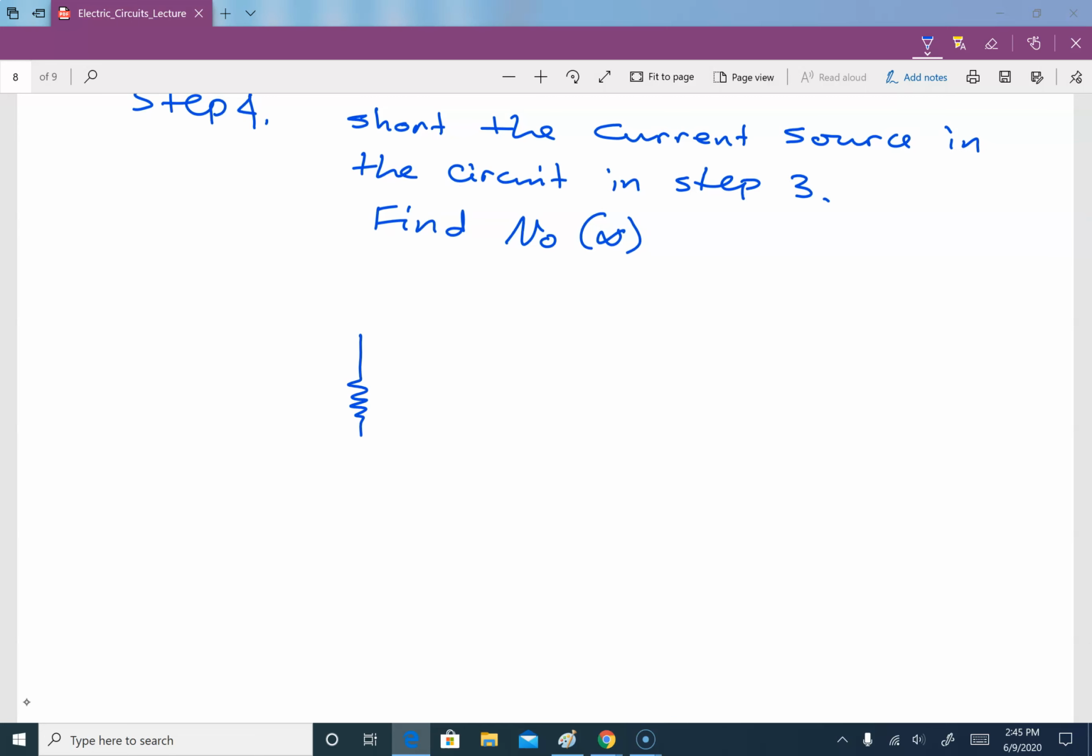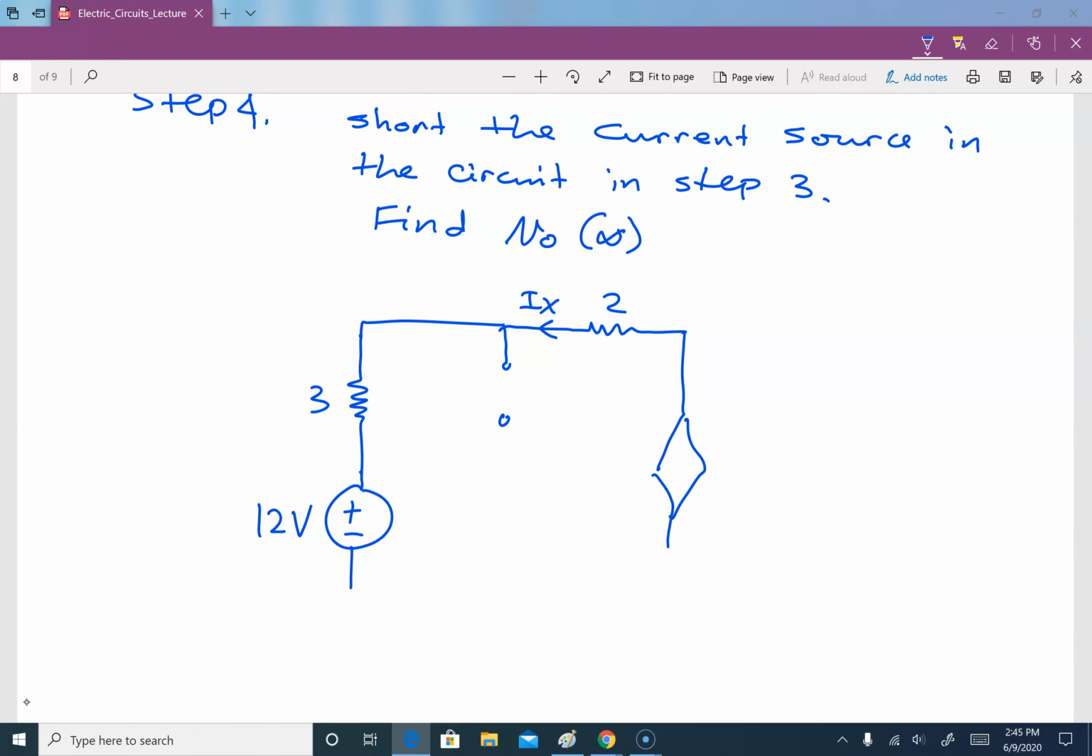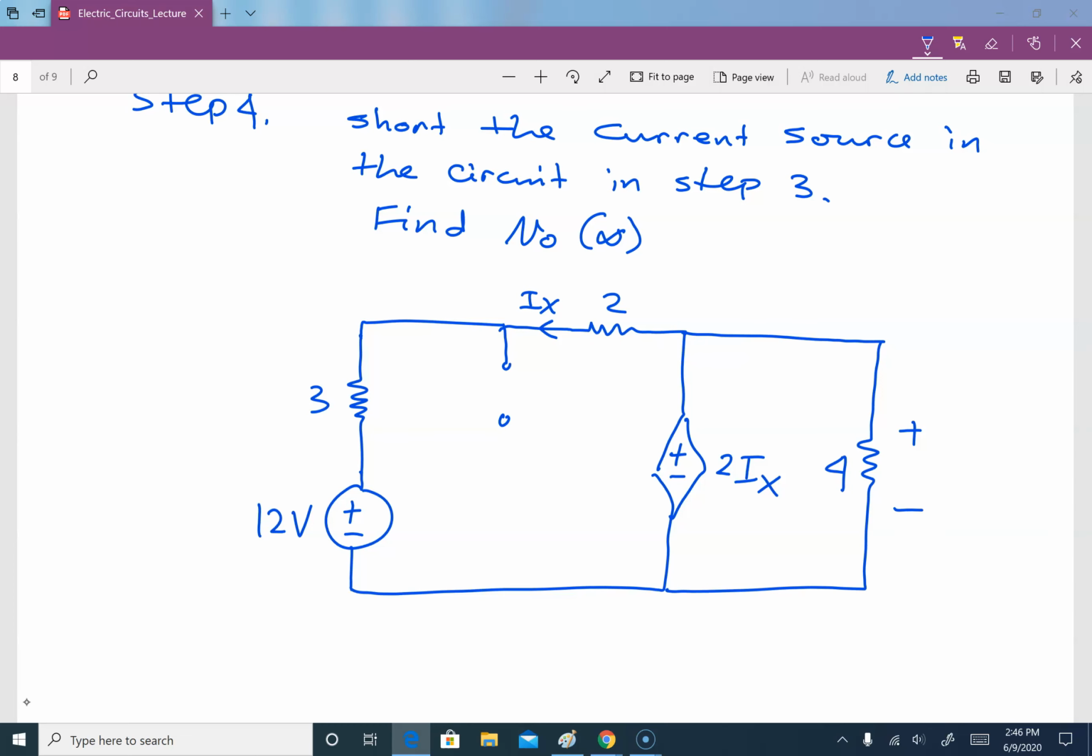Our circuit will look like this. That is a 3 ohm, plus minus, this is 12 volts. Doesn't matter here, it is open. This is our Ix, that is 2 ohm. This is the dependent source, which is 2Ix. We short the current source. And this is our 4 ohm. And this is where we need to find V naught of infinity.